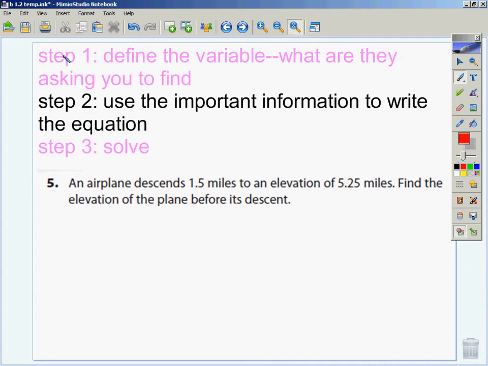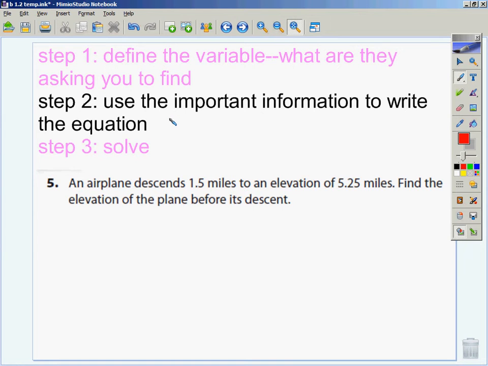I recommend that you write down step 1, define the variable. What are they asking you to find? If you don't know what they're asking you to find, you don't know what the variable is. If they're asking you to find it, it's unknown. That's what makes it a variable.